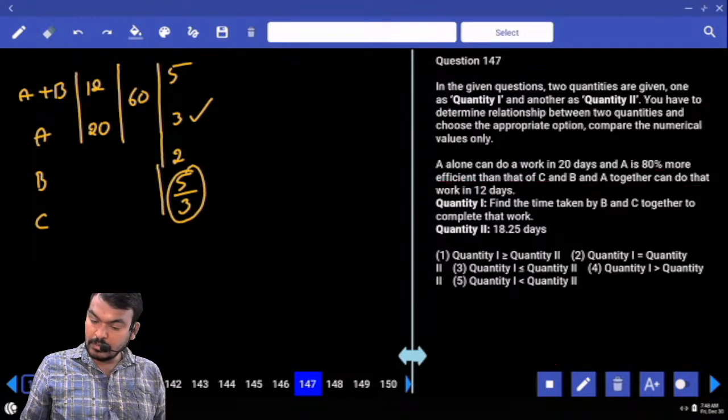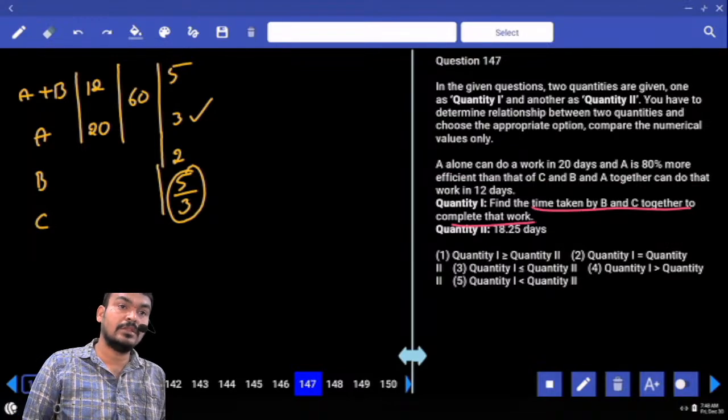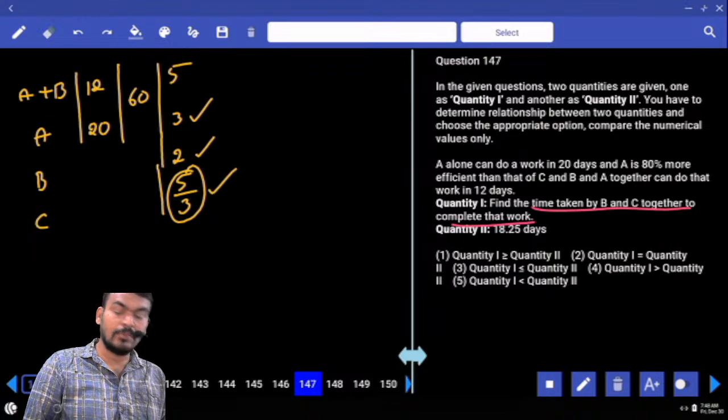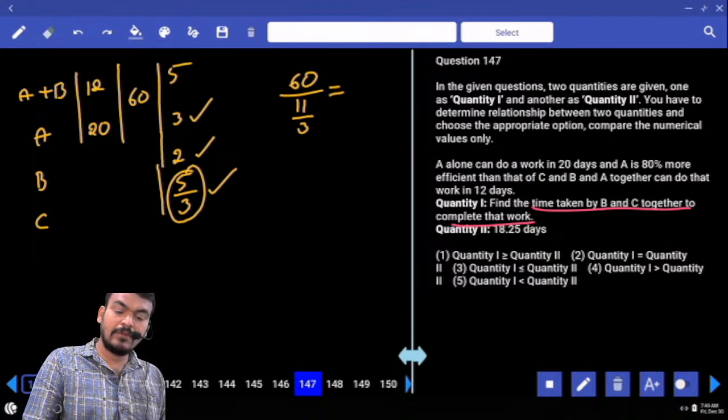What is the question here? Find the time taken by B and C together to complete the work. B and C together. What is the B efficiency? 2. C efficiency? 5 by 3. 2 plus 5 by 3 is 11 by 3. What is the total work? 60. 60 divided by 11 by 3, yes or no? It is 180 by 11.